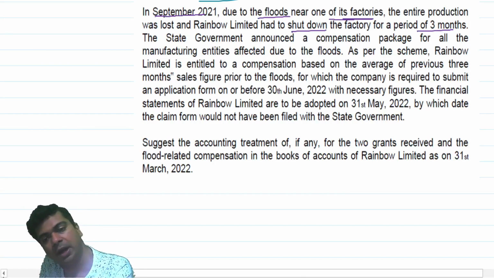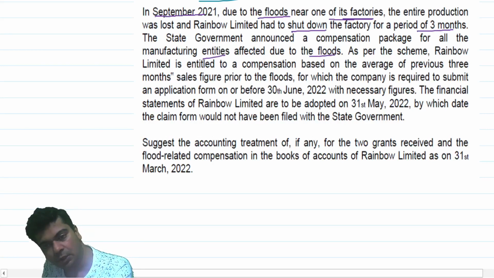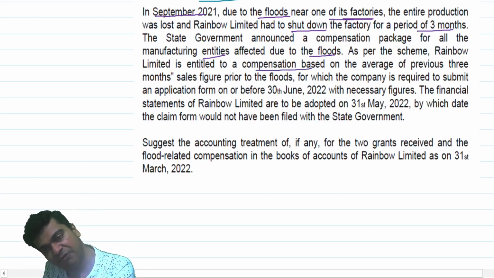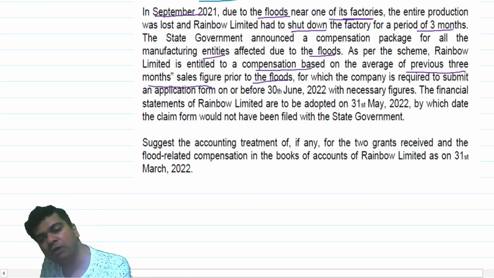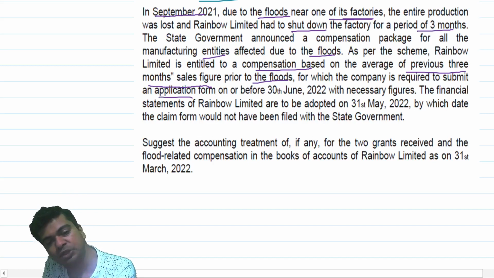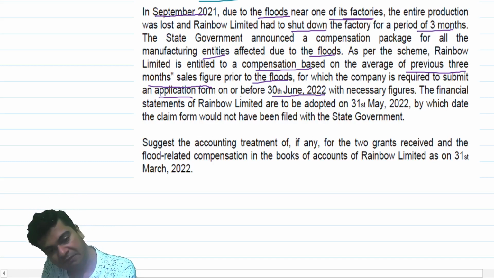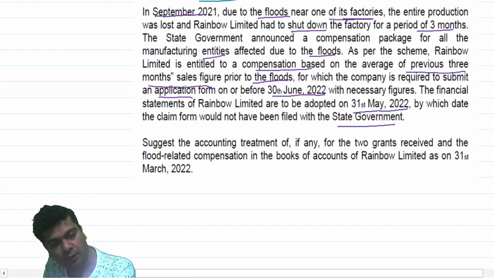The state government announced a compensation package for all the manufacturing entities affected due to the floods. As per the scheme, Rainbow Limited is entitled to a compensation based on the average of previous 3 months sales figure prior to the floods, for which the company is required to submit an application form on or before 30th June 2022 with necessary figures. The financial statements of Rainbow Limited are to be adopted on 31st May 2022, by which date the claim form would not have been filed with the state government. Okay.